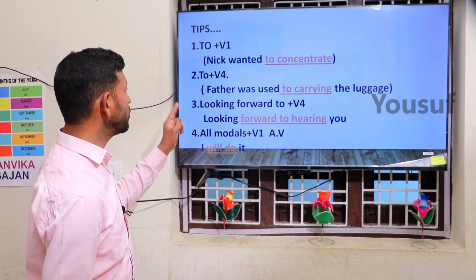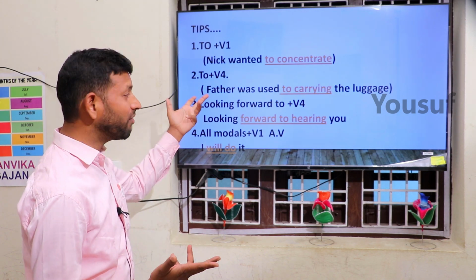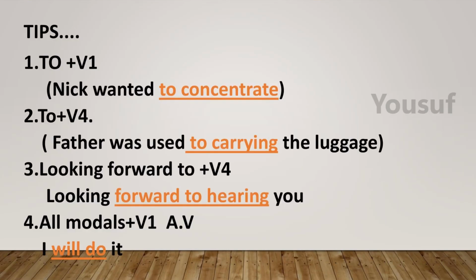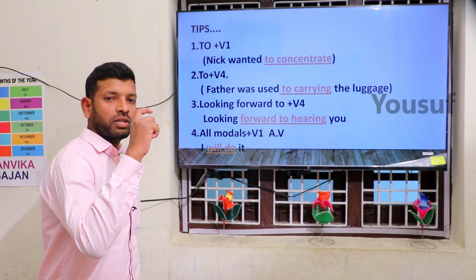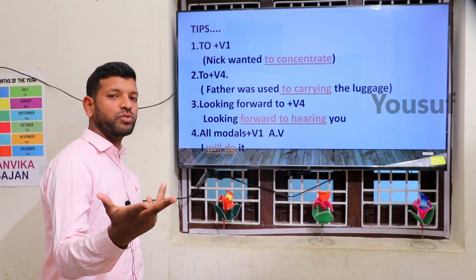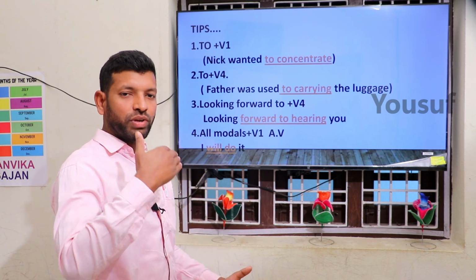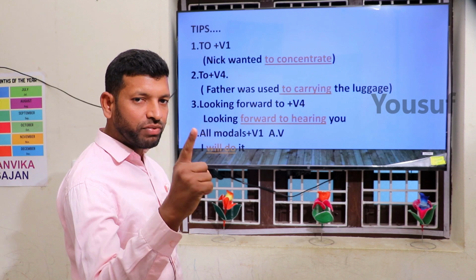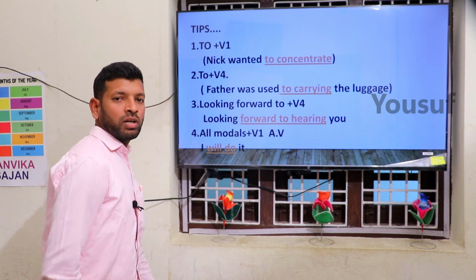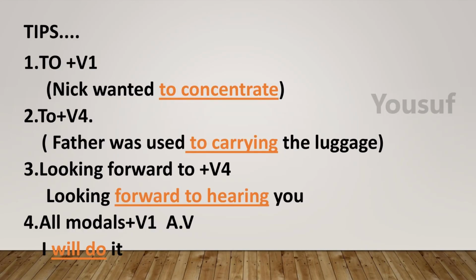The first one is to plus V1. Example I have given here: Nick wanted to concentrate. To plus V1. Concentrate is a V1 verb. So all the V1 verbs which we know, we have to place only V1 after this to.